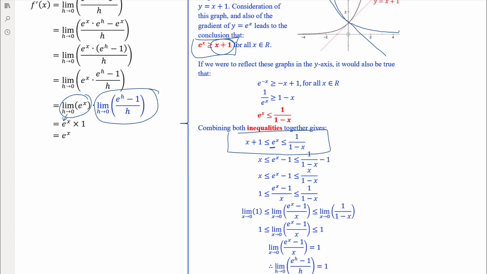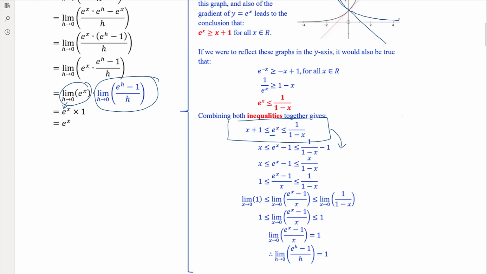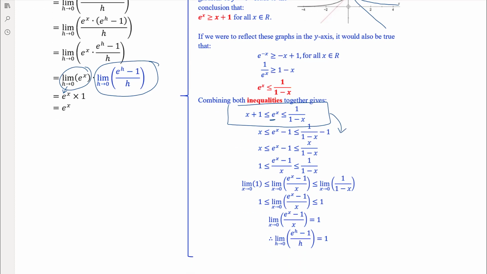And then if we do some rearranging of that inequality, so here we are just subtracting 1 from every side of the inequality. Okay, and then all we've done from here to here is just get a common denominator to get that together. And then what we're doing from here to here is dividing each side of the inequality by x. And then what we can do at this point is we'll take the limit as x approaches 0 of each of those sides of the inequality.